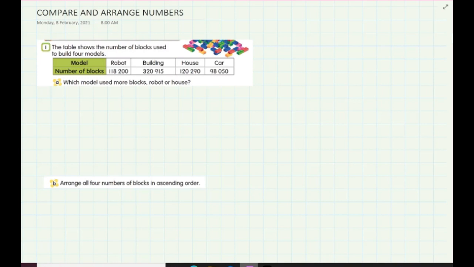And today our lesson is about compare and arrange numbers. Okay, we're not wasting our time. We start now. Okay, look at the question number 1.